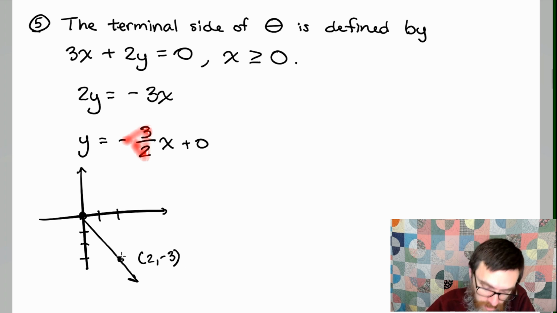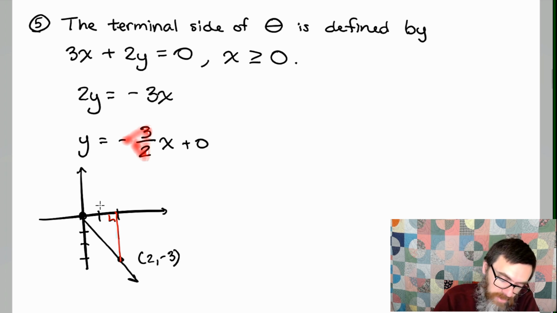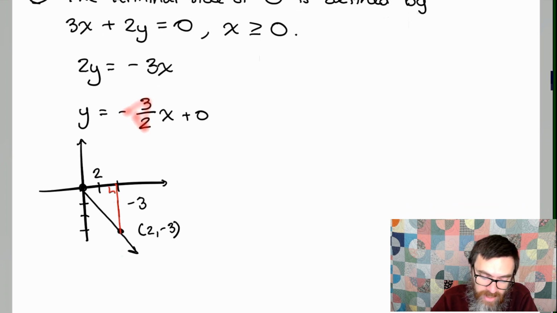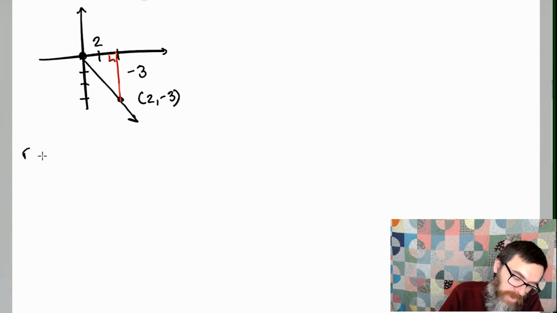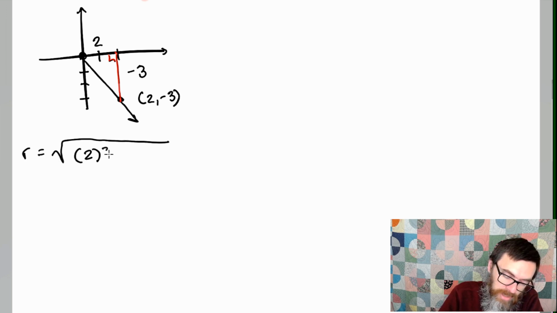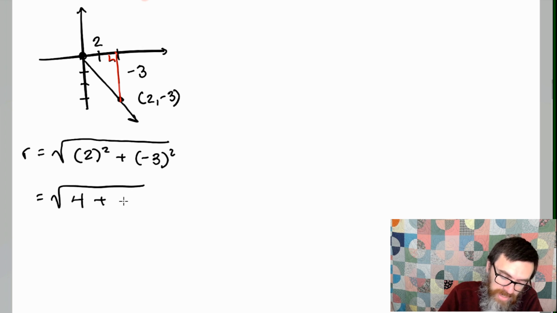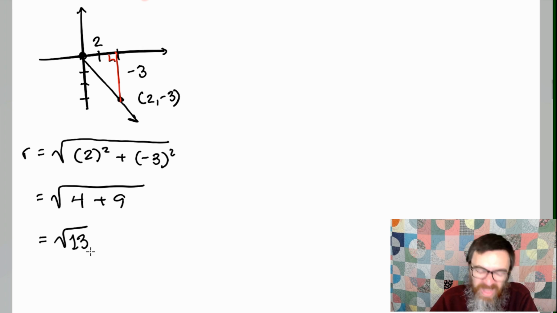And so now I want to do the whole thing about dropping the perpendicular. Let's label the diagram. So we have 2 for the x, -3 for the y. But now we need to find what the r value is. So my r, again, using the Pythagorean theorem, is going to be 2 squared plus -3 squared. So that's 4 and 9, which gives me 13, or the square root of 13.